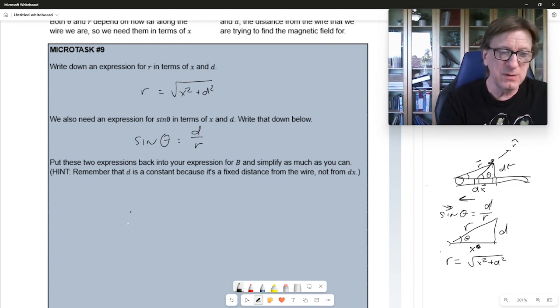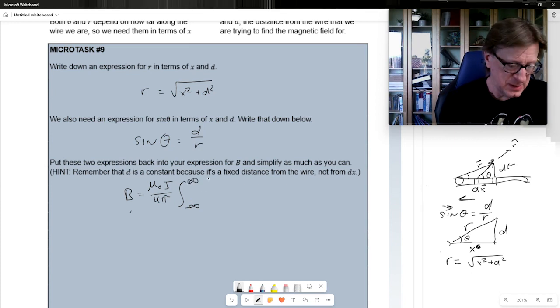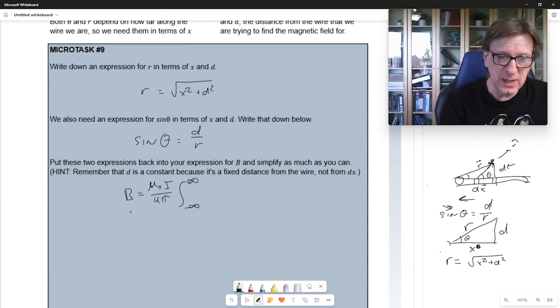So let's write our original expression up here. We've got B, the magnitude again, is going to be mu 0 I over 4 pi times the integral from minus infinity to infinity of dx sine theta over r squared.